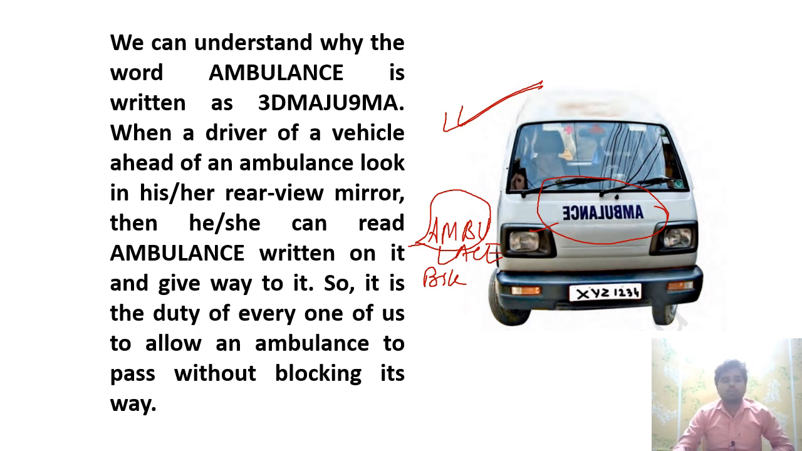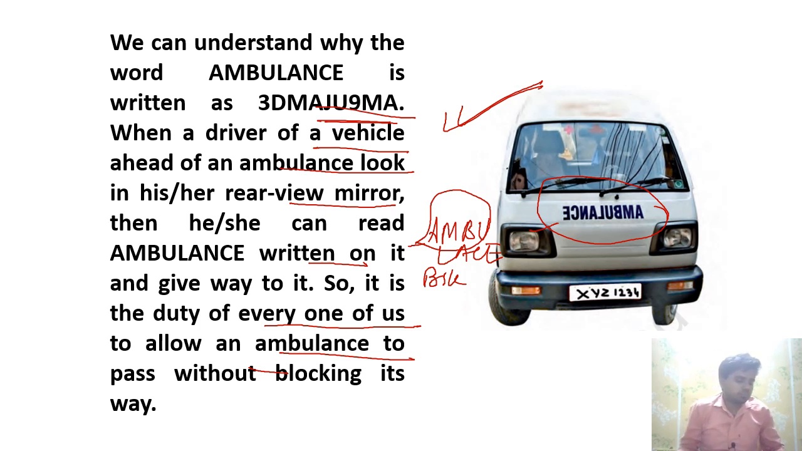So we understand why the word ambulance is written in this way. When the driver of the vehicle ahead of the ambulance looks in his or her rear view mirror, she can read ambulance written on it. It is the duty of every one of us to allow an ambulance to pass without blocking its way. It is a very crucial time for any person who has had an accident, and the ambulance may also be carrying a pregnant lady going to deliver her baby. So an ambulance has many roles for different types of persons.